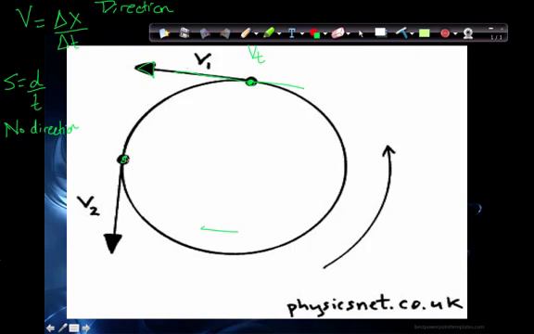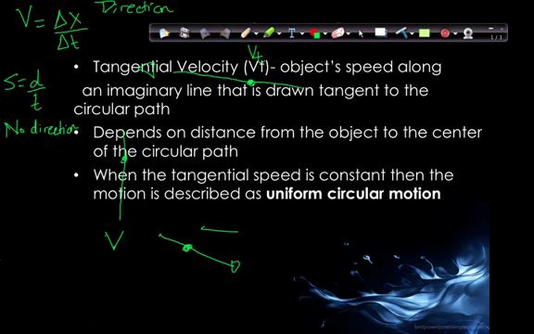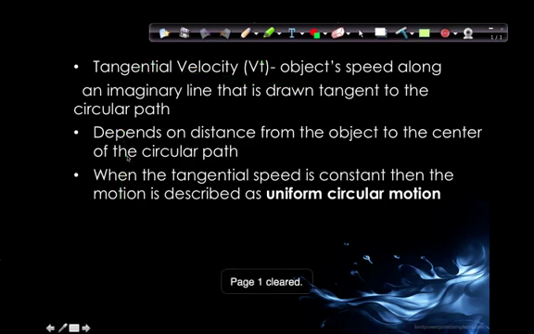If I look at this point, though, this is my tangent line. The object is moving in this direction. So along the circle, at each point, if I draw the tangent line, there's a different direction in the velocity. Your tangential velocity will depend on the distance from the object to the center of the circular path. So velocity always depends on the distance. If we're looking at a circle, we're going to measure the distance from the center of the circle. That's also called the radius.